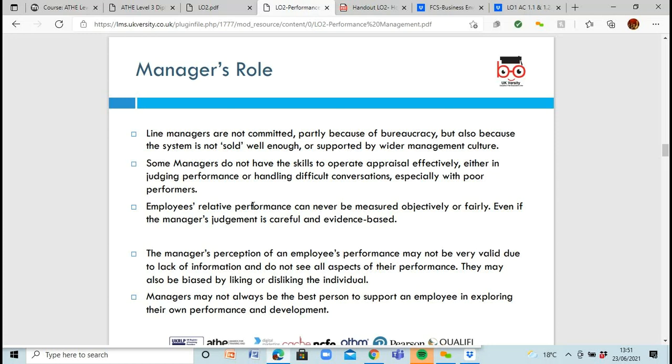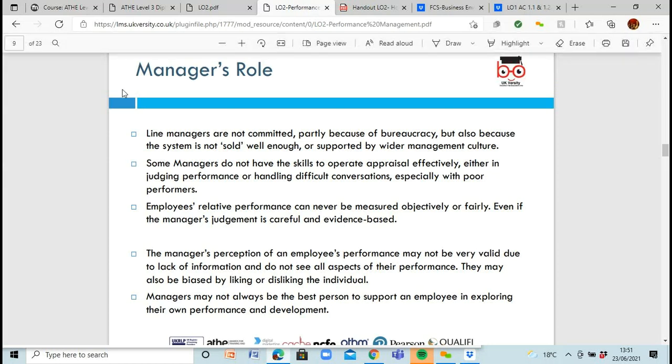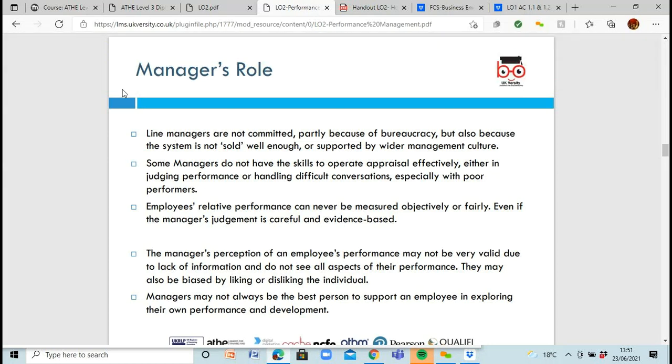It's just very biased information. They can also be biased against a person, because we're not in an ideal world. We're not in a place where everybody likes everyone. You might like someone, but you also dislike someone. So you're probably forming judgments based on what your own personal feelings are. And then again, managers might not always be the best people to support employees. You might need somebody else to step in and do a bit of coaching and mentoring and training for another employee.